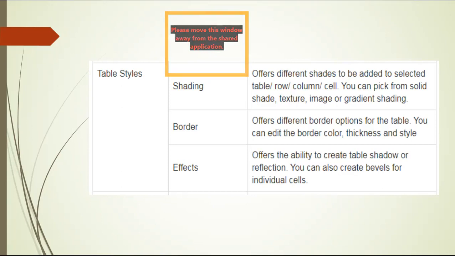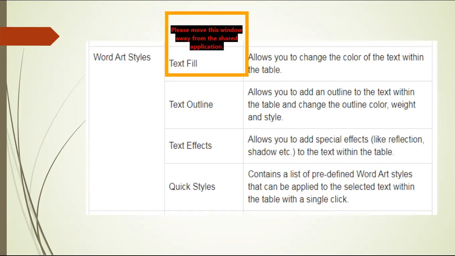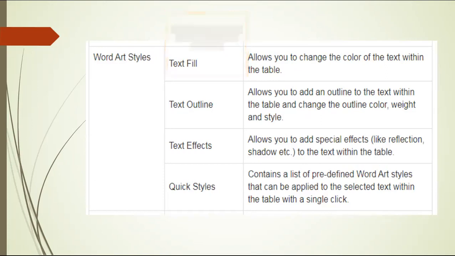Okay, yan yung table style. Okay, dito naman tayo sa word art style. Under dito sa word art style, we have text fill. Yan allows you to change the color of the text within the table. So within the table, ibig sabihin kahit na nasa column o rows, o cell, nandun siya. So individual yan. Individual color pwede mong i-apply dyan sa text fill.